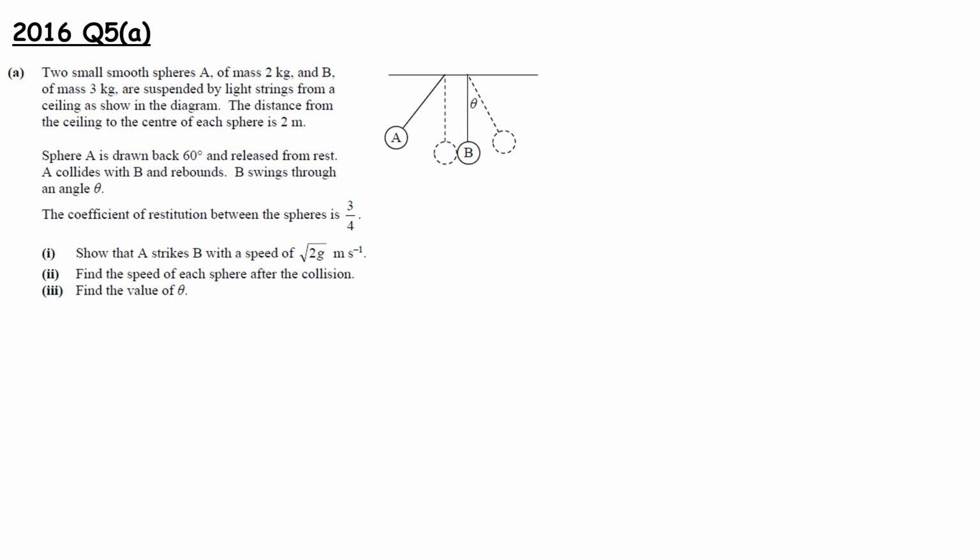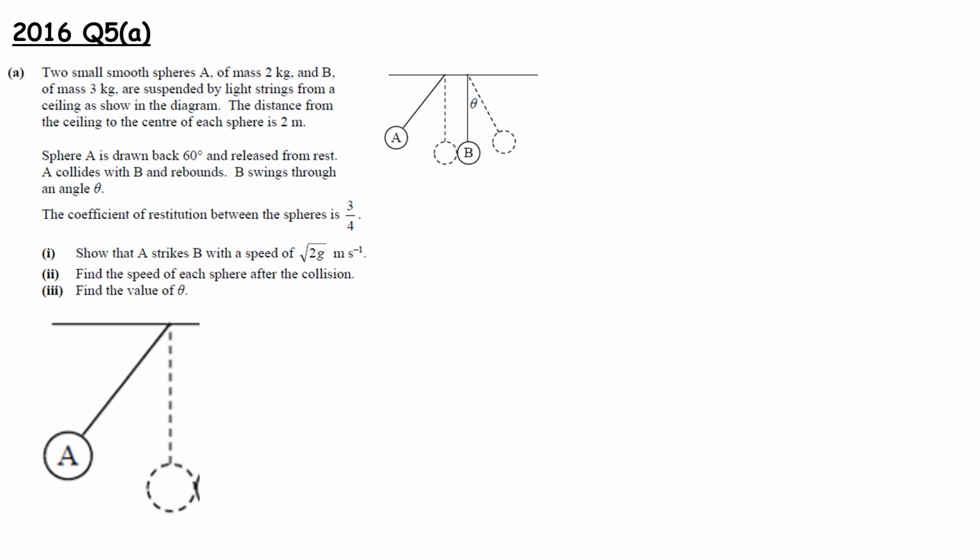Show that A strikes B with the speed of square root 2g meters per second, and then find the speed of each sphere after the collision, and then find the value of theta. This is a really nice little question. So we're going to start with A. We need to understand at what speed A strikes B.